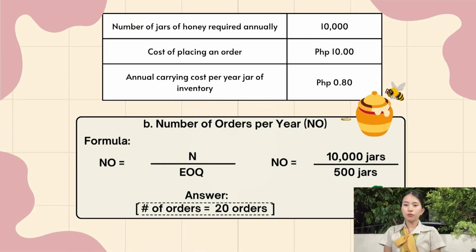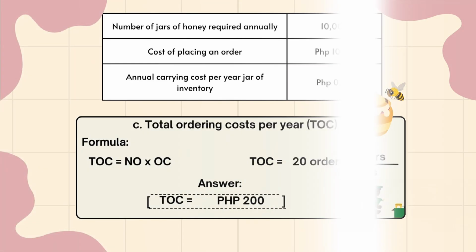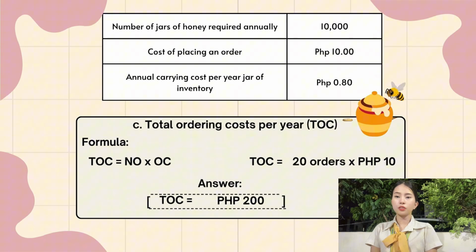Second, we are going to compute the number of orders per year or NO, which is N divided by EOQ. So NO equals 10,000 jars divided by the EOQ that we got earlier, which is 500 jars. So our answer is 20 orders. Next, the total ordering cost per year or TOC. The formula for TOC equals NO times OC. TOC equals 20 orders, which is the answer that we got earlier, times 10 pesos, which is our ordering cost, which equals 200 pesos.